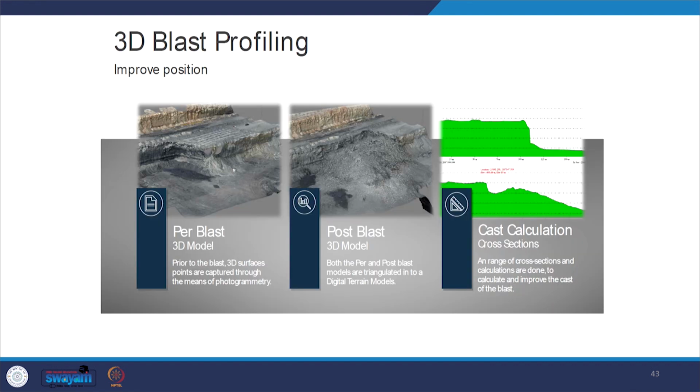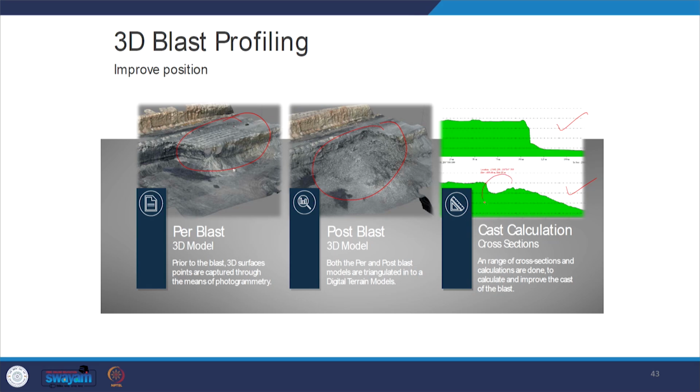So, you can see here that a particular piece of the ground is blasted. This is pre-blast and this is after the blast. You have depressions, and then you can do the profiling of both the areas. In the second profile, the top one is the pre-blast profile, and the bottom one is after the blast.